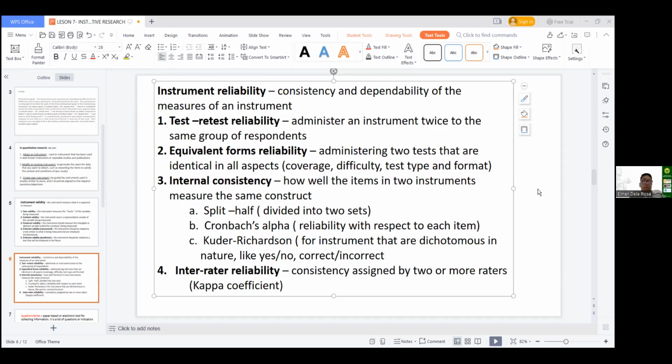And if you want to measure inter-rater reliability, so there are 2 or more raters, and you want to determine whether they are more or less consistent in terms of how they evaluated a given performance using an instrument that you gave, then it's called inter-rater reliability. Okay.